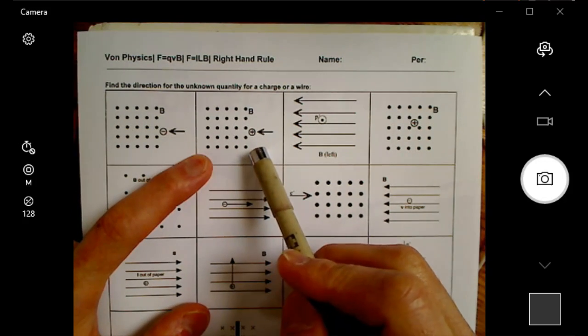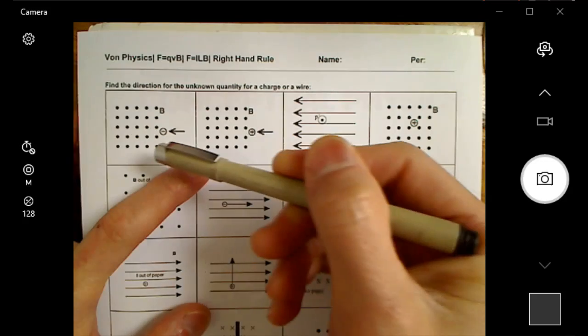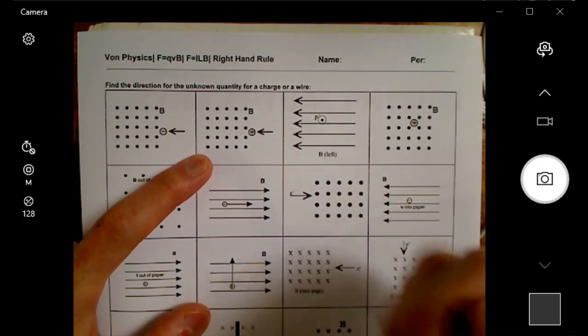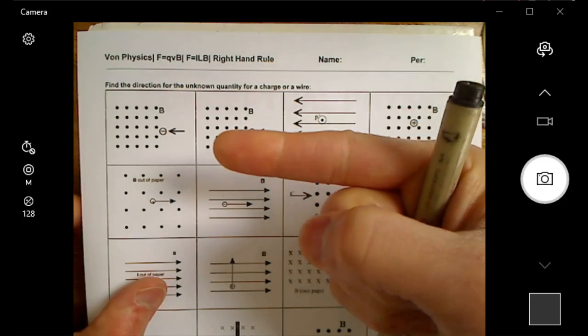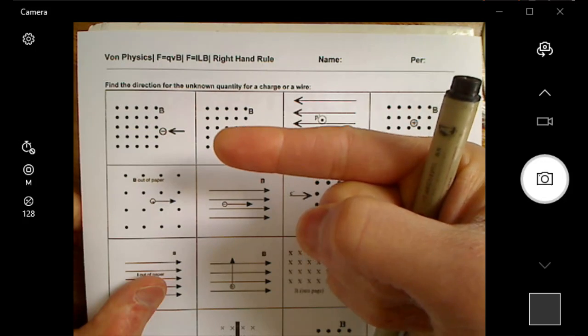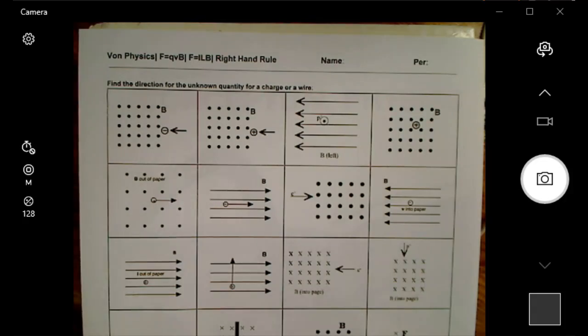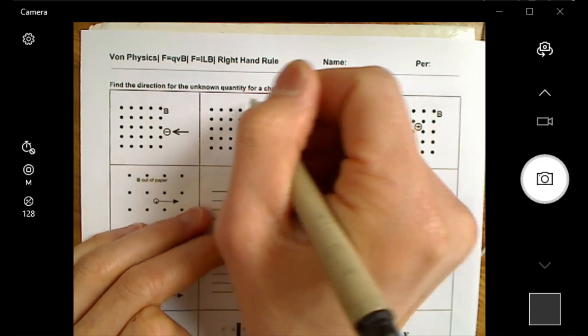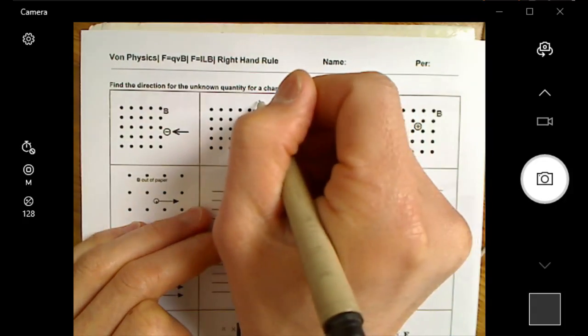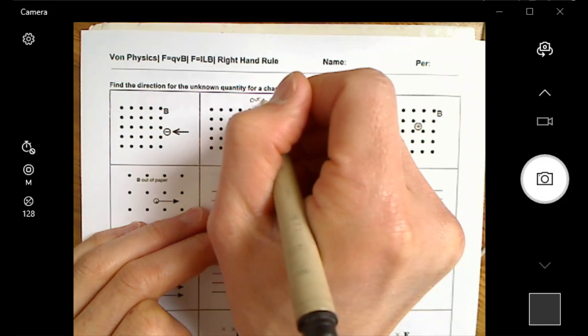Here I have a charge moving from right to left. So I'm going to take my index finger, my right hand, and I'm going to point to the left. The dots indicate that the B field is coming out of the page. So I'm going to write this here. Out of page.